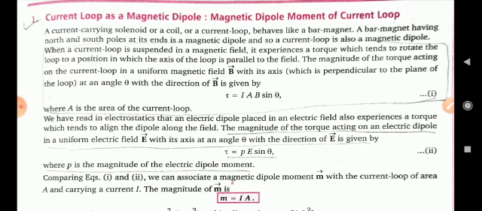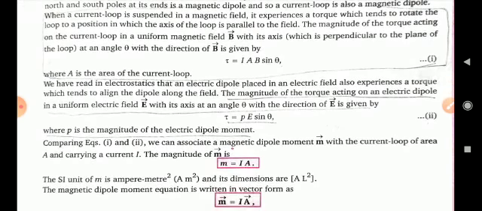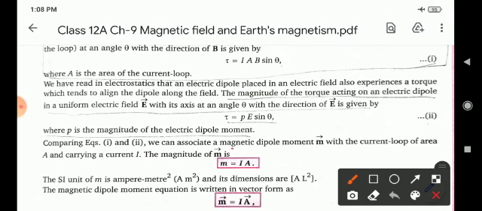We have read in electrostatics that an electric dipole placed in an electric field also experiences a torque which tends to align the dipole along the field. The magnitude of the torque acting on an electric dipole in a uniform electric field, with axis at an angle theta with the direction of the E vector, is given by torque equal to PE sin theta. We know that torque is equal to IAB sin theta from chapter 8.